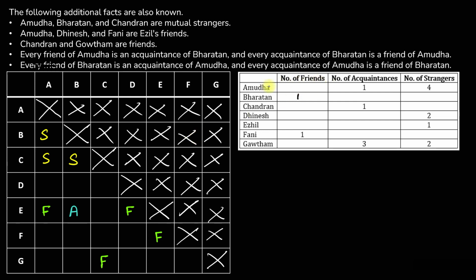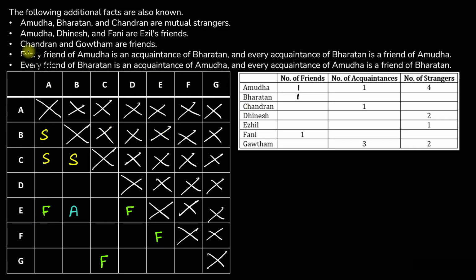Fine. And also if you look at A, for A there will be how many relationships? 1, 2, 3, 4, 5, 6. So there are 6 other people, so A will have a total of 6 relationships, out of which 4 and 1 are strangers and acquaintances. So we have 5. So the remaining one relationship will be that of a friend, whoever it is. That friend is obviously E.